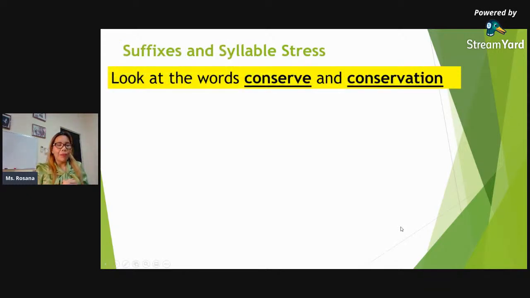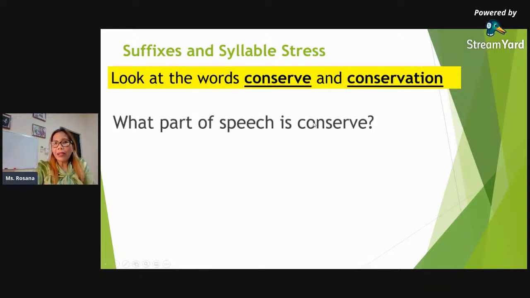So, in the article that we listened to, it is a must for all of us to conserve water, right? And there are ways of water conservation which were mentioned in the article, or in the listening text. Okay, now pay close attention to the words conserve and conservation, all right? What part of speech is conserve? Conserve, is it a noun? Is it an adjective? Is it a verb or is it an adverb?